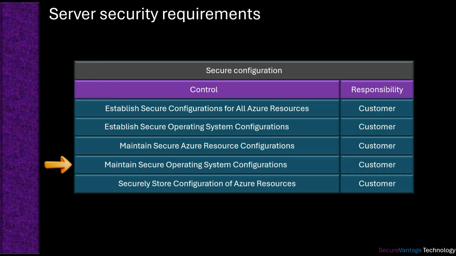Fourth control is maintain secure operating system configurations. To keep your server's OS secure over time, there are several options you can use. First one is ARM template. These are JSON-based files that will help you deploy VMs with secure configurations right from the Azure portal. Second one is custom virtual hard disk. For complex environments that can't be managed through the standard methods, you might need custom VHDs.